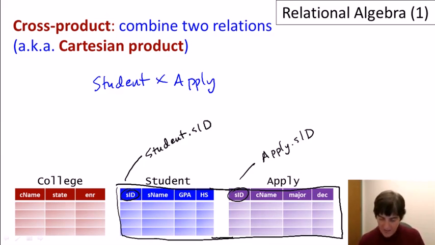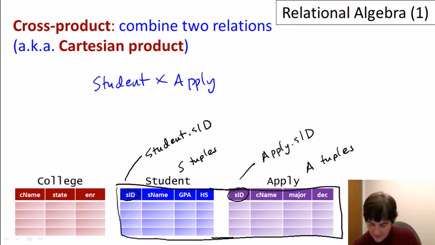Now let's talk about the contents of these. So let's suppose that the student relation had S tuples in it, while the apply had A tuples in it. The result of the Cartesian product is going to have S times A tuples. It's going to have 1 tuple for every combination of tuples from the student relation and the apply relation.